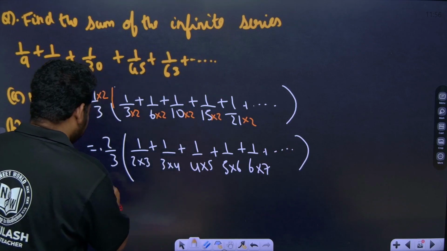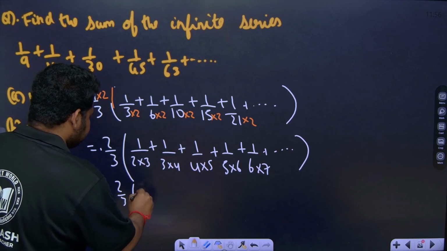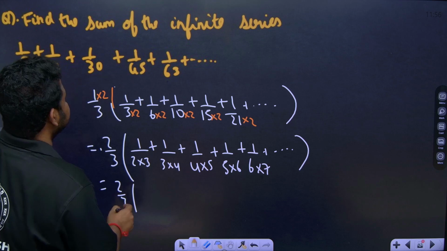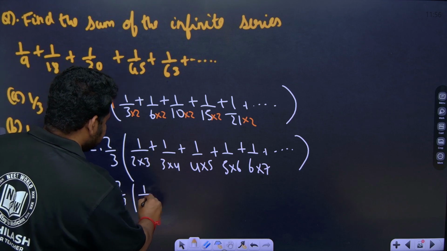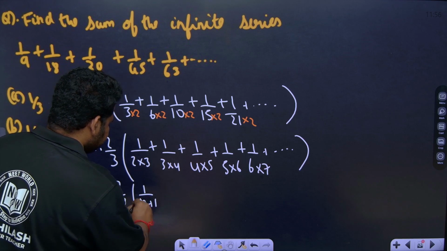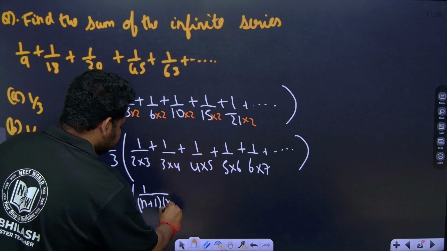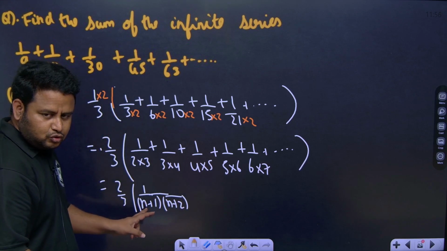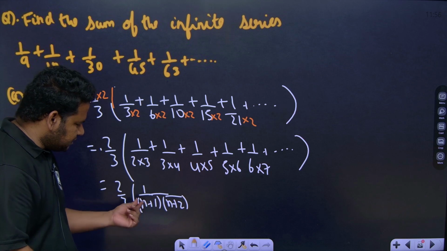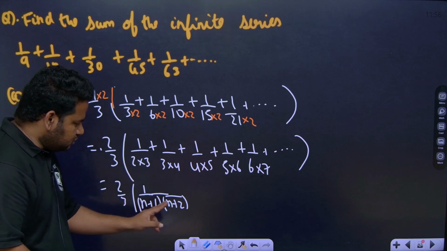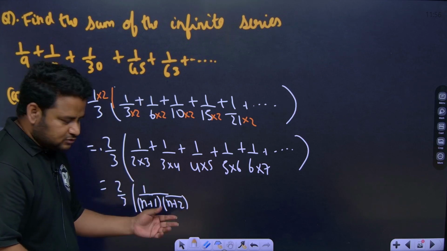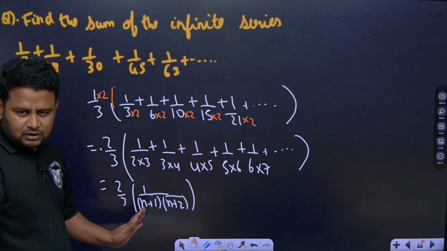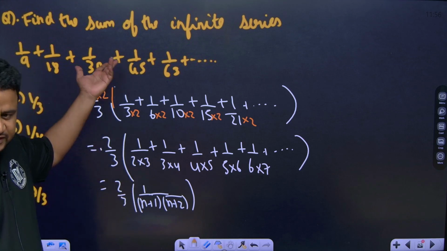So this will become 2 by 3 into, taking n, I can write this as 1 by n plus 1 into n plus 2. If I put n is equal to 1, this will be 2, and the other factor will be 3. So this is the general term I got, where n runs from 1 to infinity.